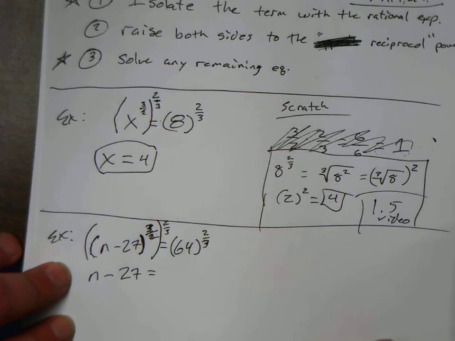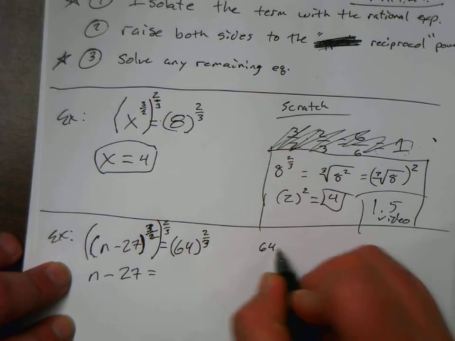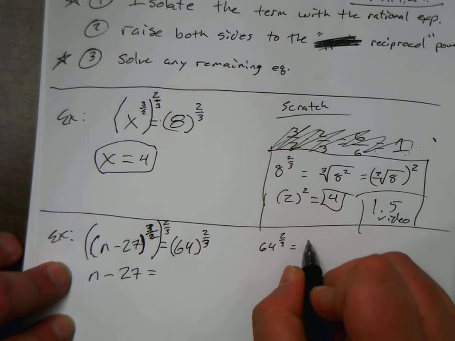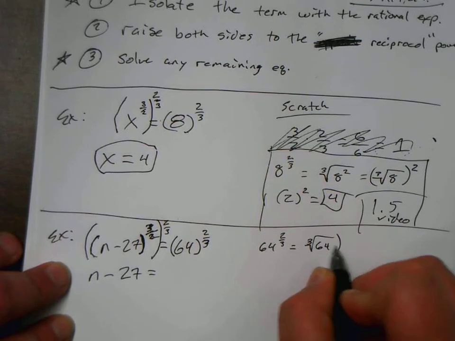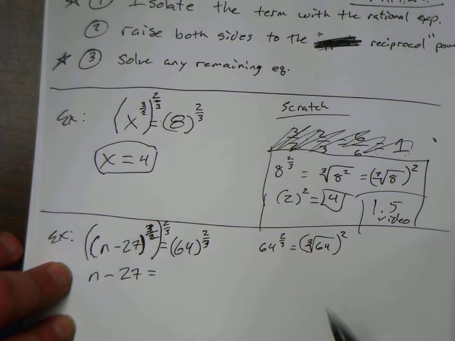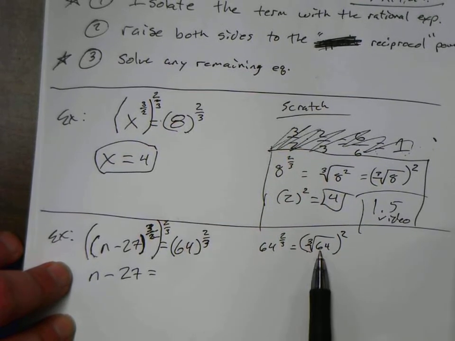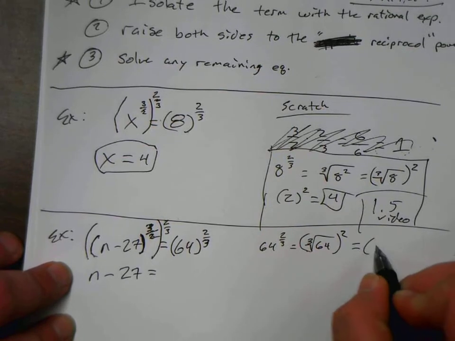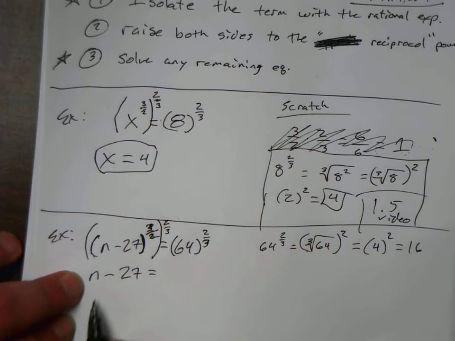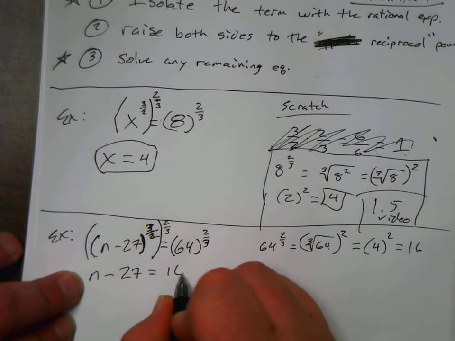Well, 64 raised to the 2/3 is the same thing as the cube root of 64 squared. I know you probably don't have them all memorized yet, but there are a few that you really, really need to know. The cube root of 64 is 4, and 4 squared must be 16. So now n minus 7 becomes 16.